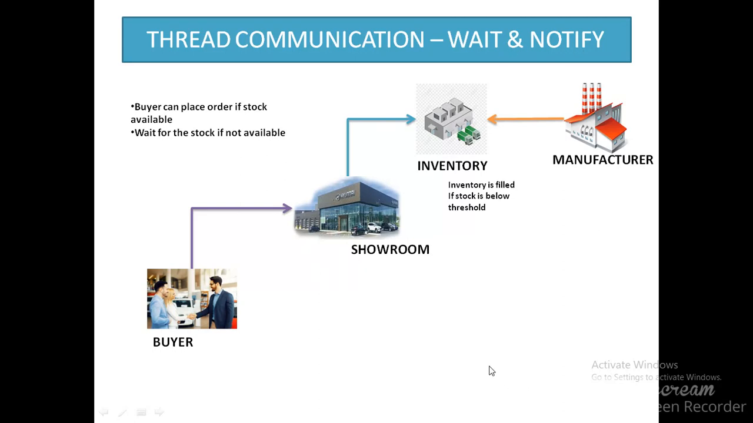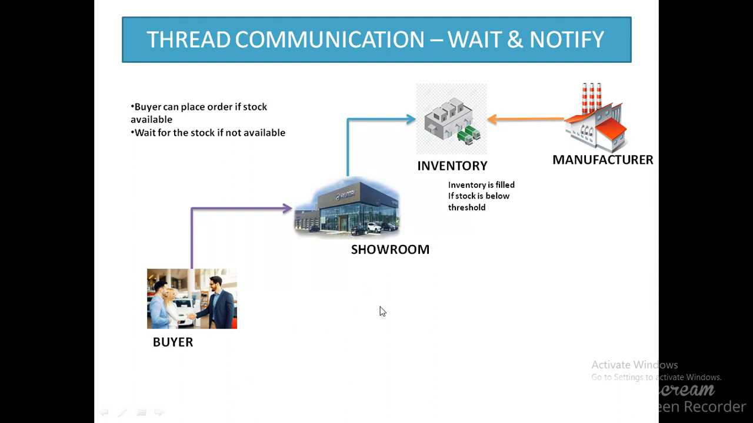So in threads, these are the two concepts where if there are no goods, then the showroom will wait. So wait until the goods are filled, and once the manufacturer fills the items, he notifies with the notify method so that the showroom will know that goods are filled and it will try to access the goods. So this is wait and notify. The showroom, which is consuming the goods, will wait, and the manufacturer, who is filling the goods, will notify once the goods are filled. So hope the concept is clear.